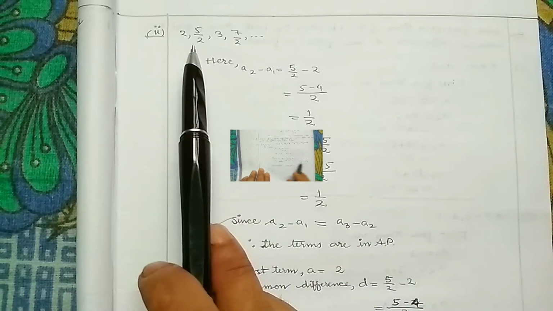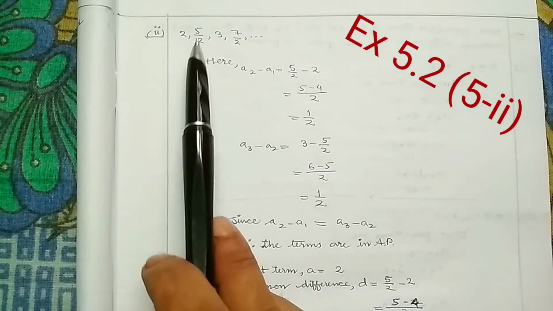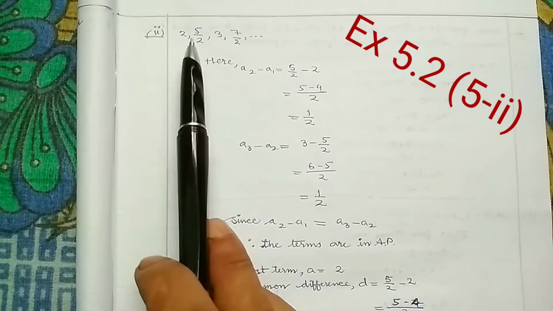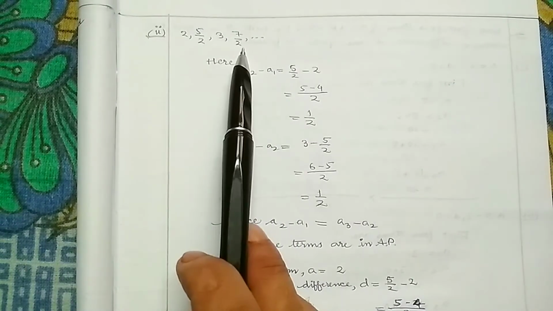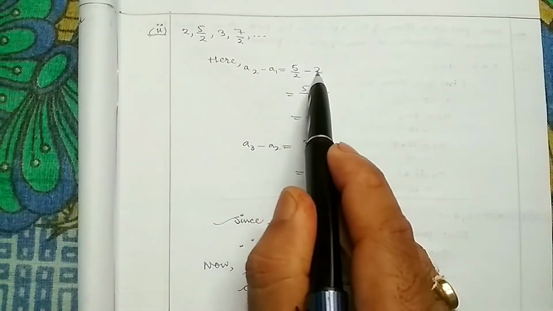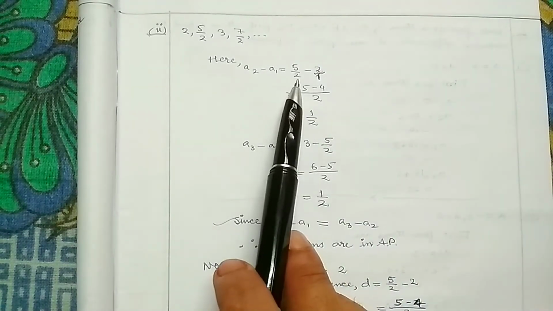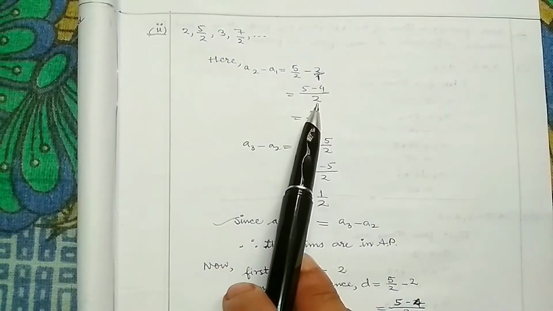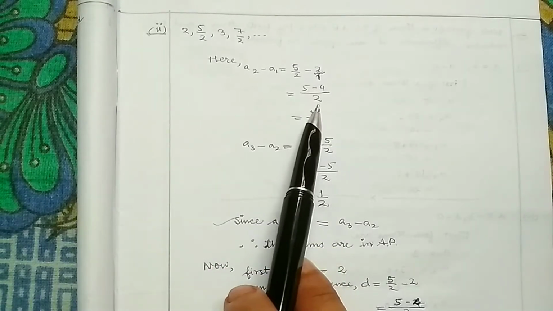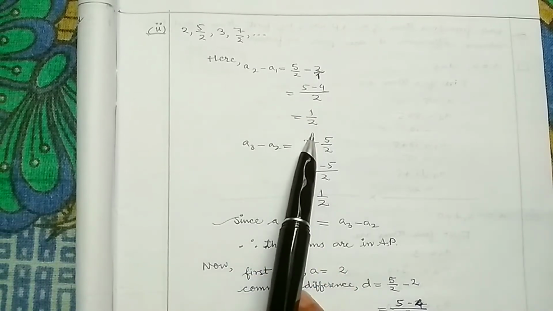in AP. Now let me show the second part of question number 5. Here it is given 2, 5 by 2, 3, 7 by 2 and so on. Here this is A1, A2, A3, A4. Now A2 minus A1, 5 by 2 minus 2, and as I told you, whenever whole numbers are there, 1 is there in the denominator. The LCM of 2 and 1 is 2. 2 divided by 2 is 1. 5 times 1 is 5. Minus 2 divided by 1 is 2. 2 times 2 is 4. 5 minus 4, 1 by 2.